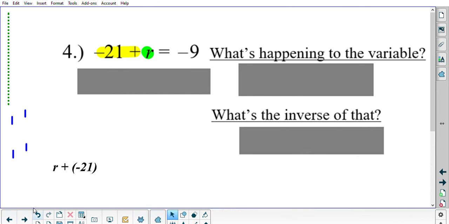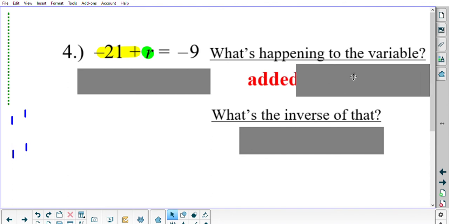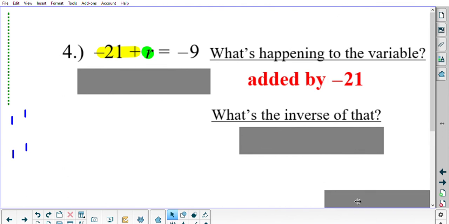So with that being said, when we answer what's happening to the variable, we can read backwards and we can say the r was being added, right? There is an addition sign next to it. It was being added by what? By -21. All right, hit pause on the video. Do the other 3 parts of the directions for number 4 right now by yourself.